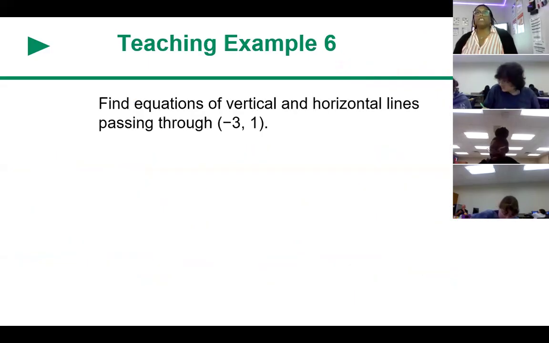All right, example 6, find equations of vertical and horizontal lines. When you're finding equations of vertical and horizontal lines, I'm going to go back to our homepage. So don't freak out on me. I'm going to come right back to this, but I want you to remember what I wrote down on the first page.